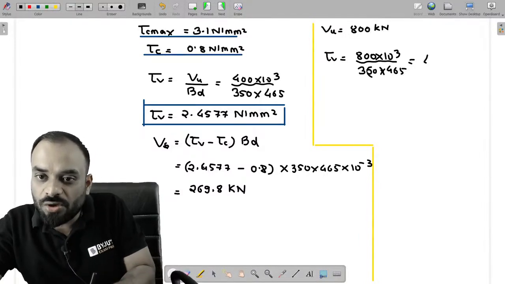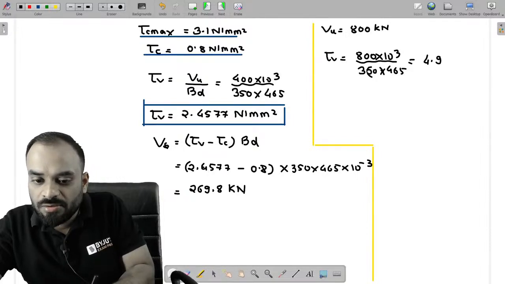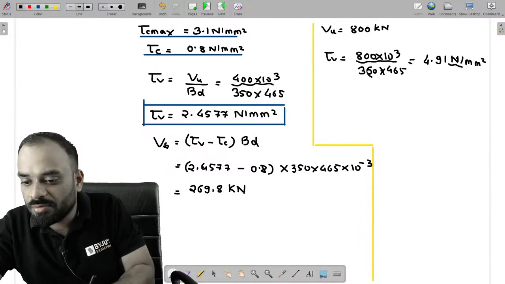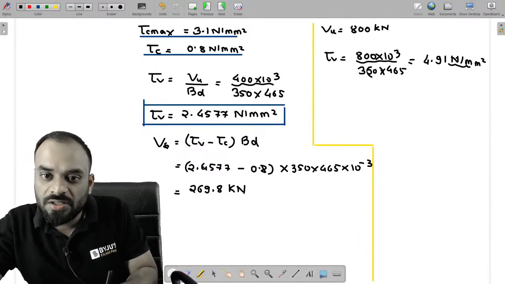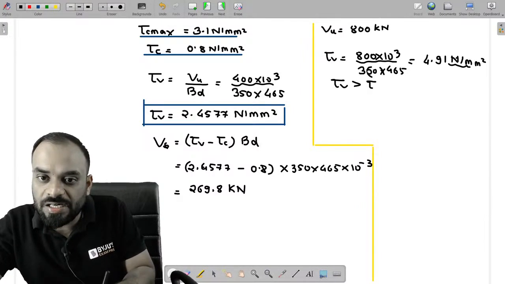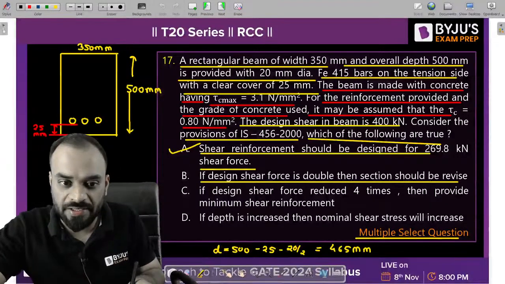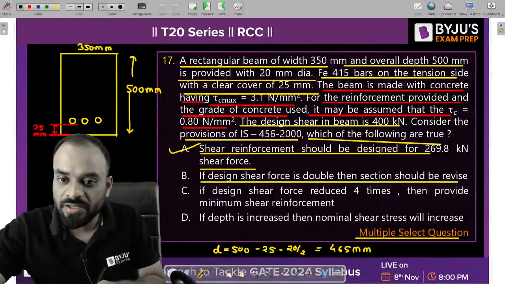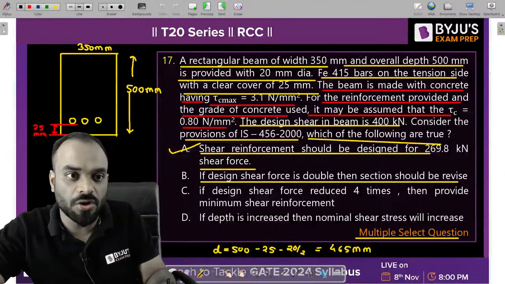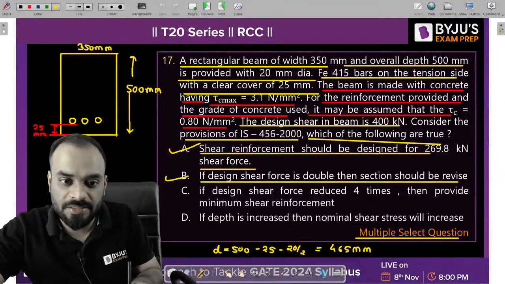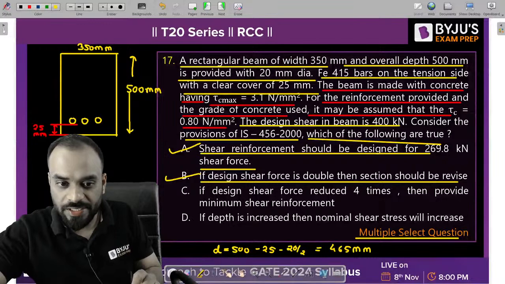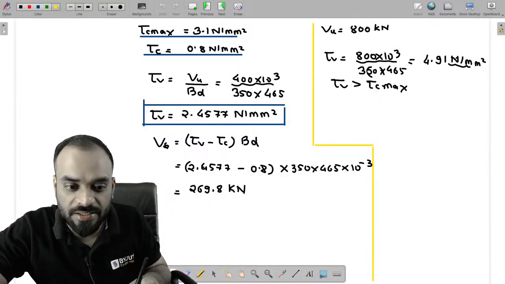This value is coming around 4.91 Newton per mm square, right? So in this case, the tau v value is greater than tau c. So section should be revised. If design shear force is double, then section should be revised. This statement is also correct. Clear? Now let's understand the next one.